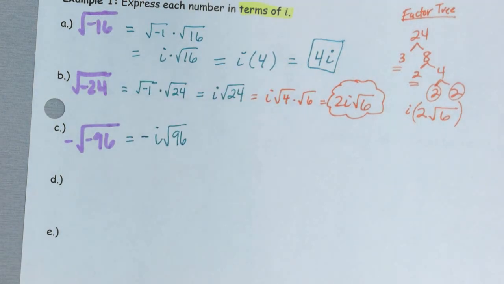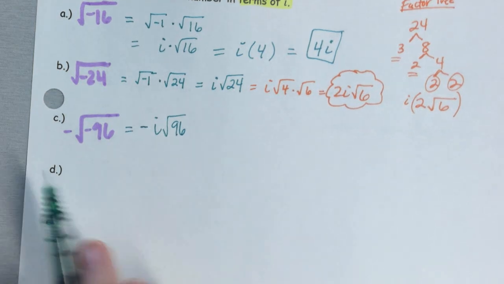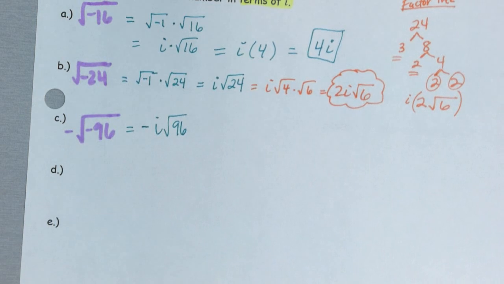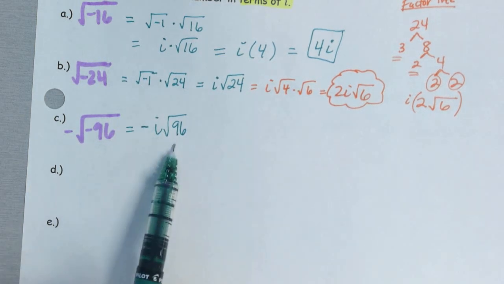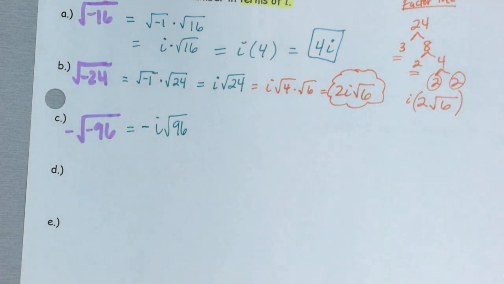So anytime there's a negative in the radical, we can replace it with i. If there's a negative in front, that has to go with it. Okay, and then I want you guys to simplify the square root of 96, so I'm going to give you a minute to do that. Okay?